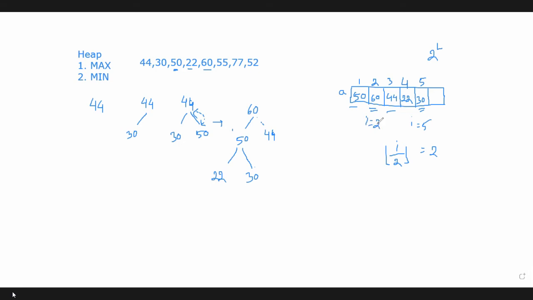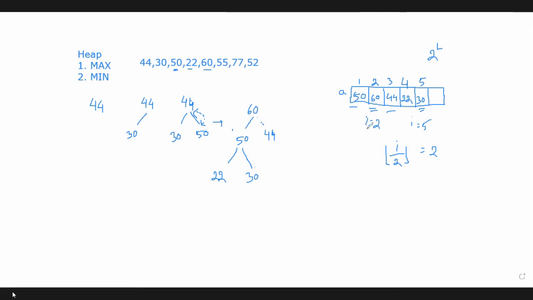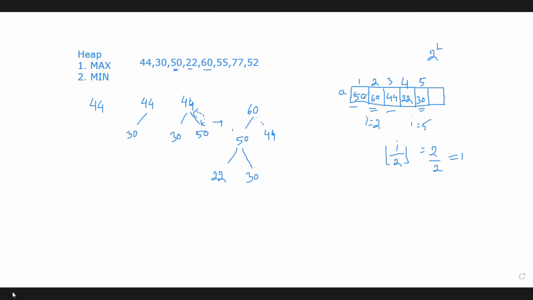I is 2, isn't it? Yes. Now find out its parent node. Which one is the parent node of 60? Divide I by 2. 2 divided by 2 equals 1. So the parent node is in position 1. That is, 50 is the parent node of 60.